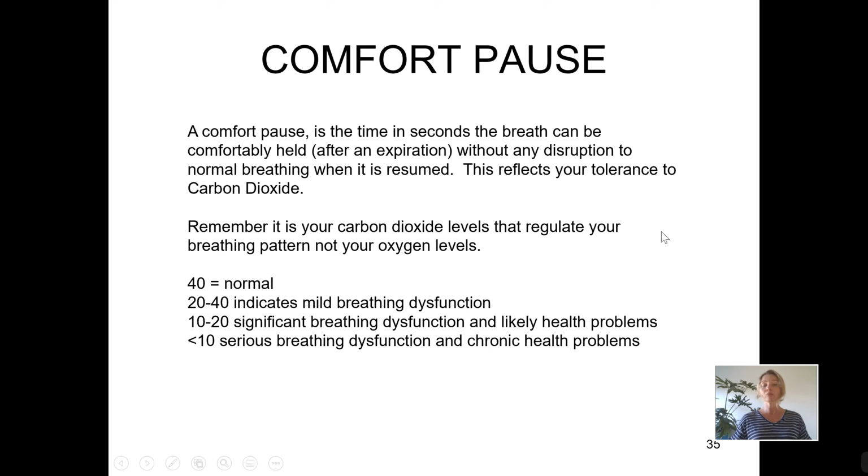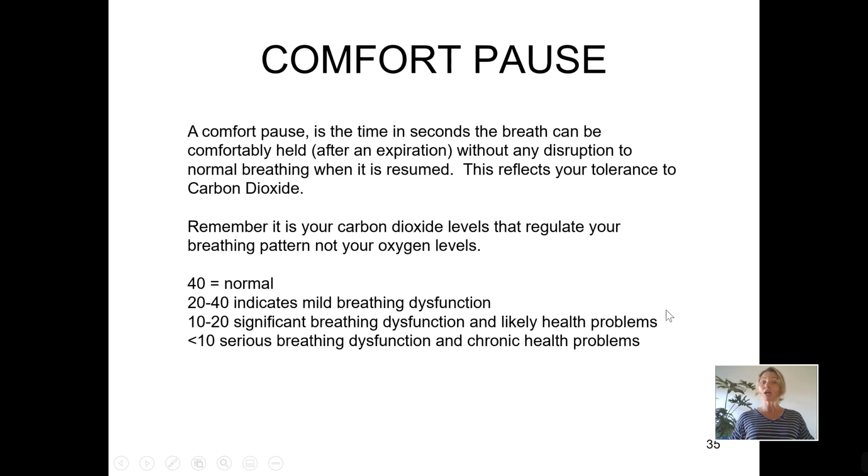It's really important for us to understand that it is our carbon dioxide levels that regulate our breathing pattern. That set point in the brain is set by our carbon dioxide levels. It's not set by, oh, we need some more oxygen. I think we all focus too much on the oxygen. Certainly we need the oxygen, but to get the oxygen, we've got to have the carbon dioxide levels right.